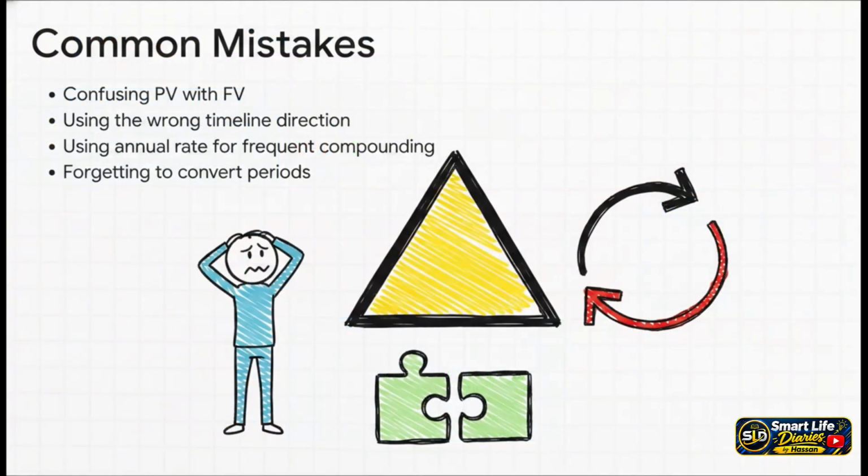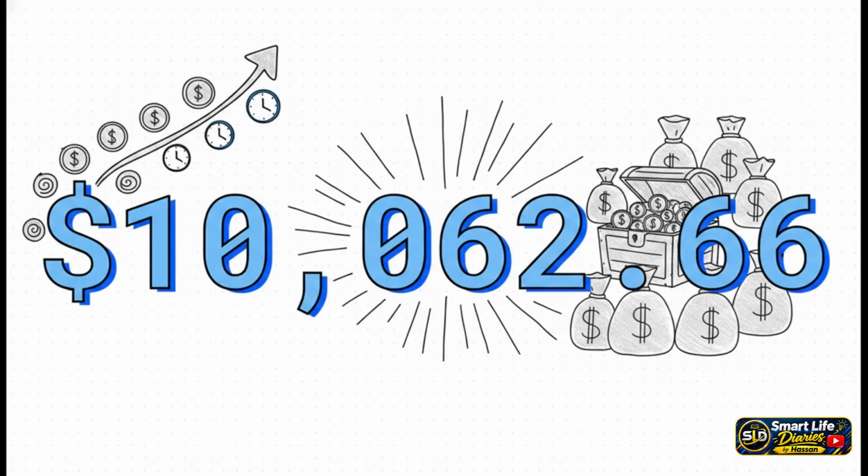But you've got to tread carefully here to avoid some classic traps. Confusing present value with future value is a massive one. Doing that basically means you're accidentally inventing a time machine just to send your money backward into the past. Another huge trap is using an annual interest rate when the compounding is actually happening monthly, or just forgetting to convert your periods. Always make sure your rate and your time periods are speaking the exact same language. Understanding the time value of money completely changes how you view every single dollar you own.